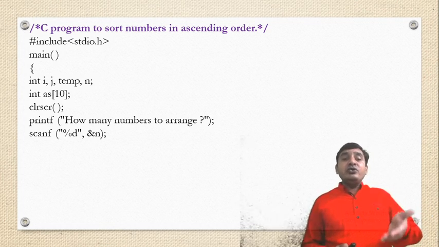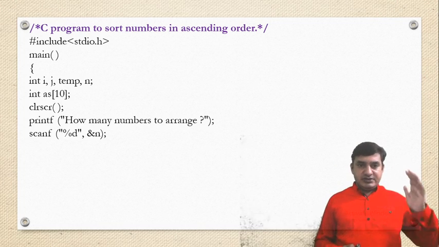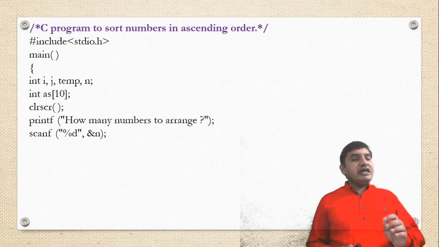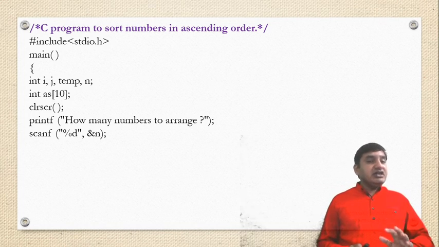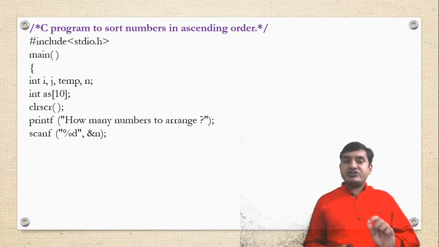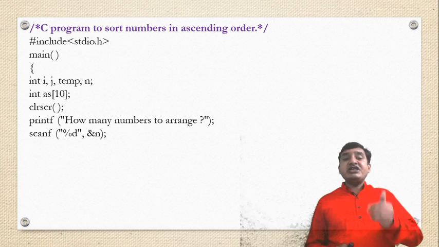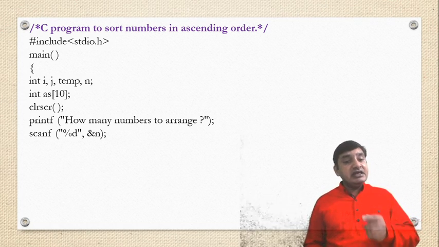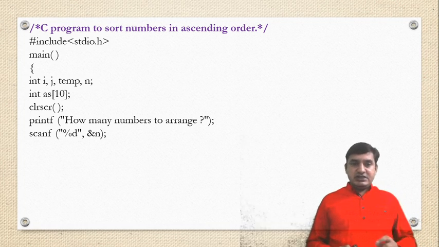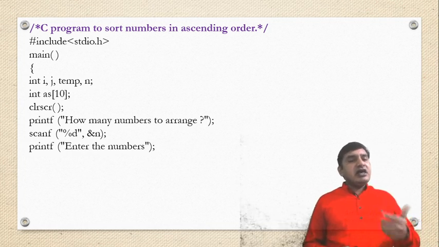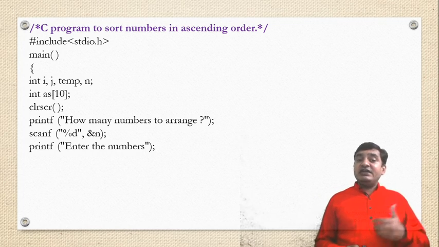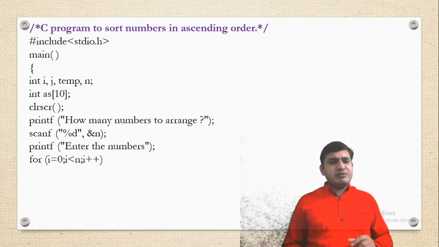Now we have to enter the number. For that we use the input function scanf with %d. Why %d? Because the number which we enter, n, is an integer. So scanf %d and &n. Now printf enter the number. Again this message is displayed on the screen.